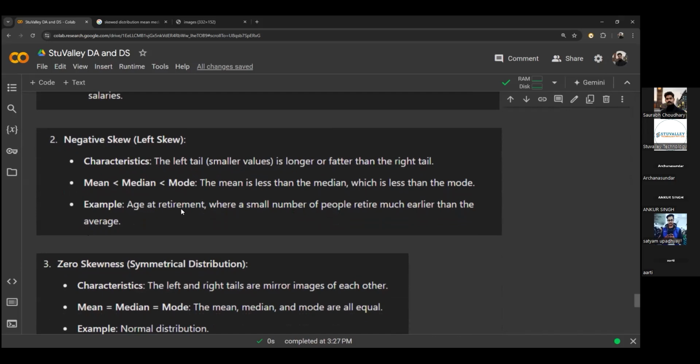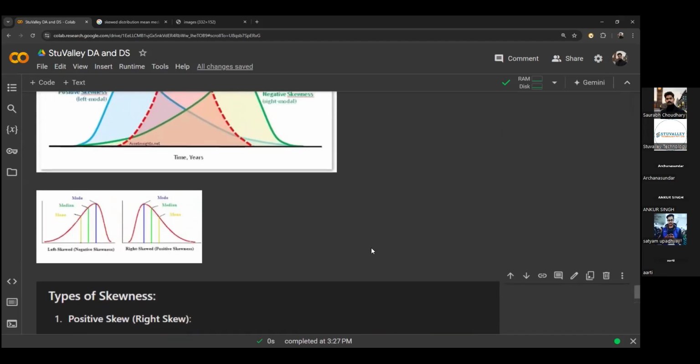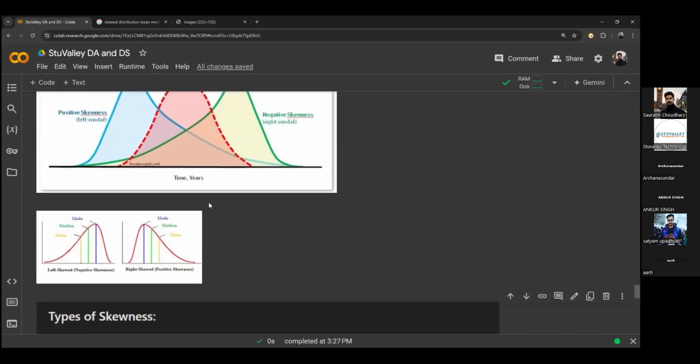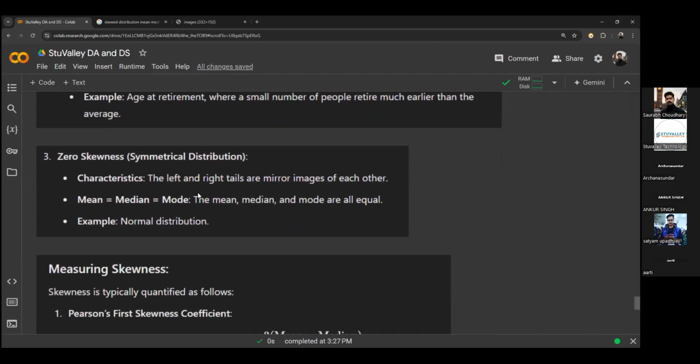So age at retirement, where a small number of people retire much earlier than the average. तो आप बोलोगे कि एक एज के बाद, मतलब after some X, most of the people retire at this age, मतलब लेटर फेज में ही रिटायर होते हैं। अगर आप देखोगे कि ट्वेल्थ पास करने की प्रोबेबिलिटी देखोगे तो आप बोलोगे कि शुरुआत में ही एज के most of the people pass it. रिटायरमेंट की देखोगे तो most of the people at later age get retirement. ठीक है। Zero skewness, यहाँ पे it is almost symmetrical. Mean, median, mode comes at the same line, it's called normal distribution.